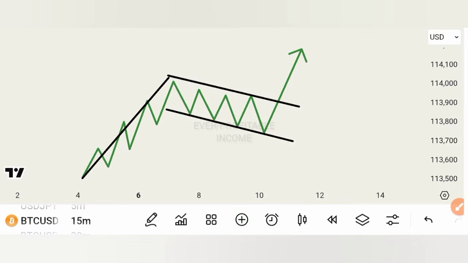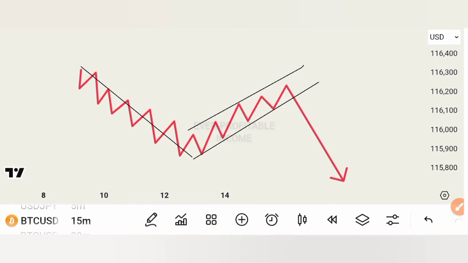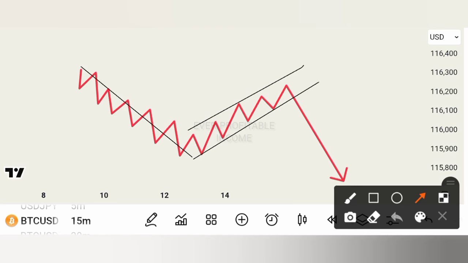I'm going to show you an example of a bearish flag pattern. So this is an example of a bearish flag pattern. As you can see, the bearish flag pattern appears on a bearish trend. You can see we have the bearish trend over here, then we'll have the short period of consolidation forming the flag, then the break to continue in the same direction of the trend.